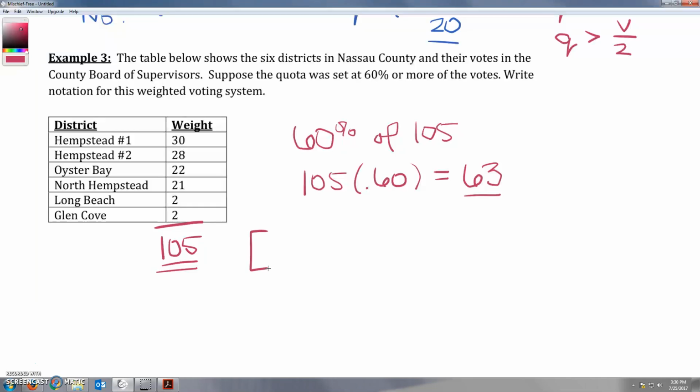So we can write out this system, quota of 63, and then our weights are already conveniently listed from largest to smallest here. So 30, next player has 28, then 22, 21, and the last 2 players each have 2 votes. So here is the notation for this particular voting system.